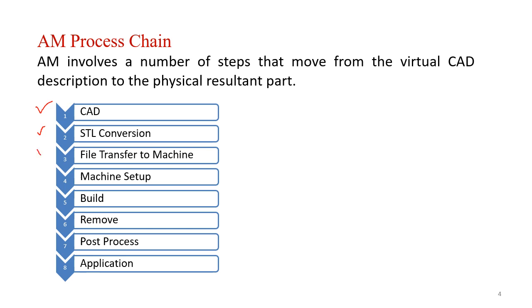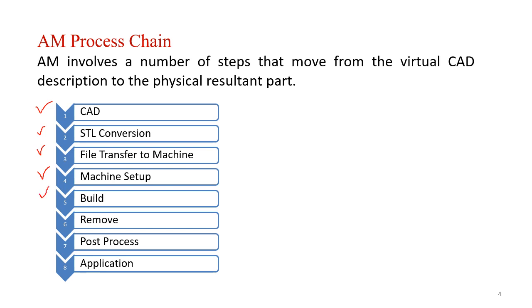Then the file has to be transferred from the CAD to the machine. So where machine is going to develop the product. So file has to be transferred to the machine. That we call it as a file transfer. In the machine we have to do the initial setup, like a start point or the cycle time, the material feed rate or the layer build-up rate, and other parameters which are needed for the product to get developed. So those are made in this step, that is machine's setup.